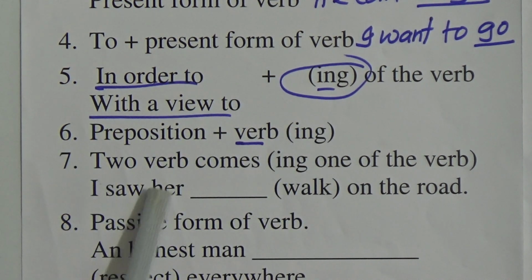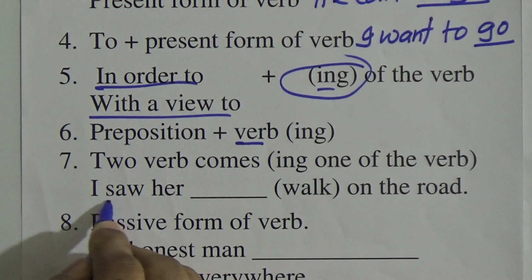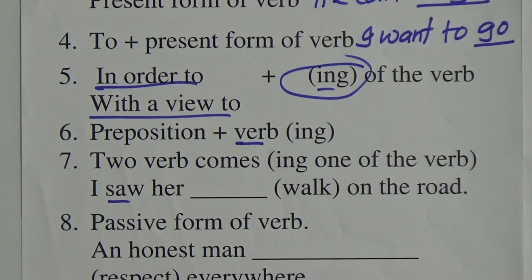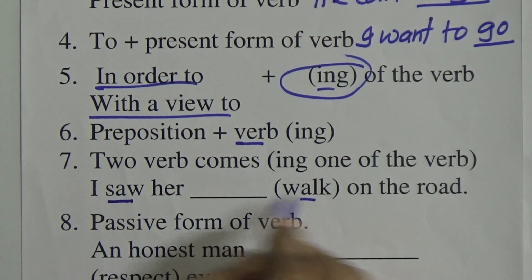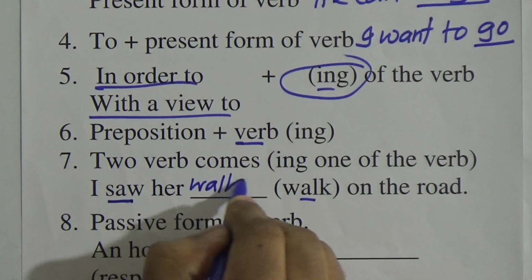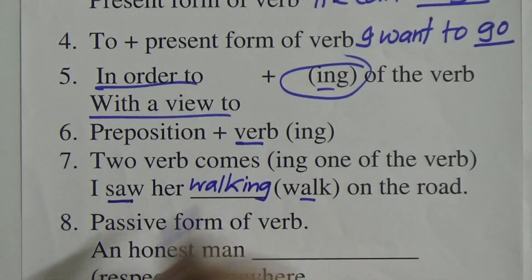Number 7, verb comes, ing on the verb. Okay, this one is very important. I saw her work. Saw is a verb, so in a simple sentence we have to put only one verb. So saw is the verb. If another verb comes, we have to put ing on the verb. Okay.